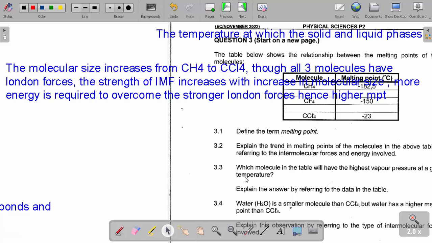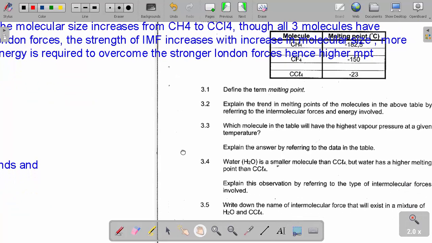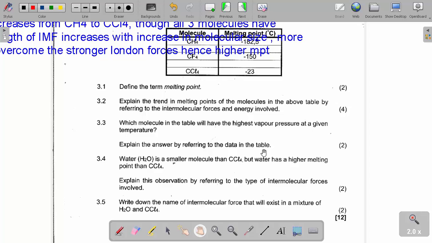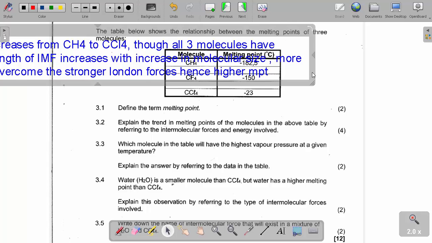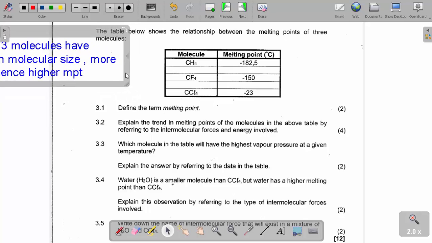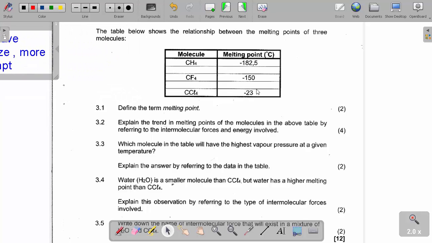Hope we are together. Next, they say: which molecule in the table will have the highest vapor pressure at a given temperature? Now, the one with the highest vapor pressure at a given temperature is going to be the one with the lowest melting point, because it's going to melt and then form the liquid and then start forming the vapor. So this one, which has got the lowest melting point, is going to have the highest what?